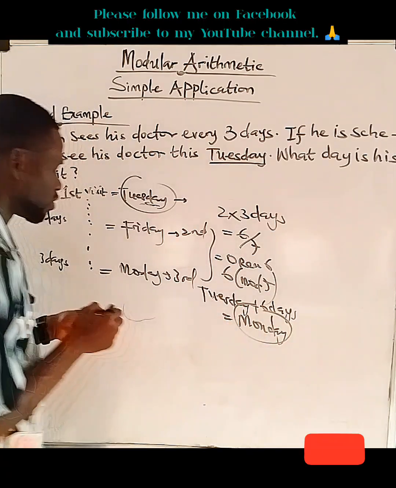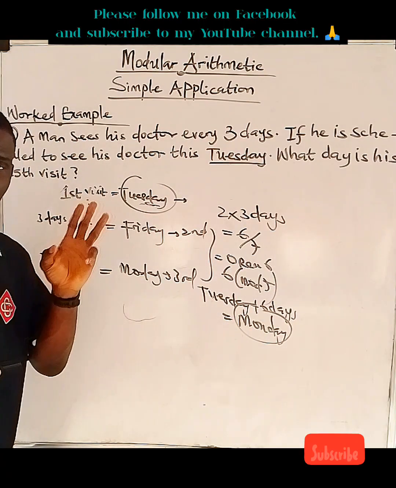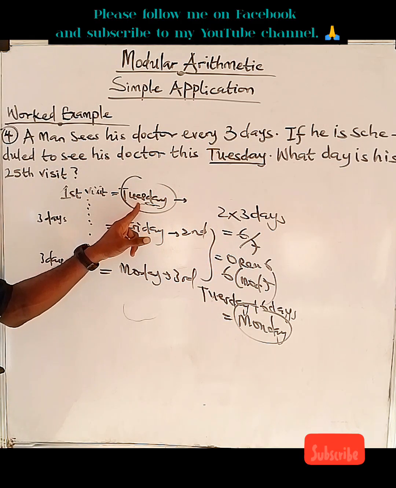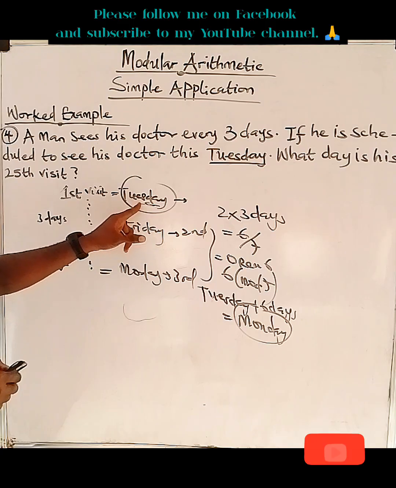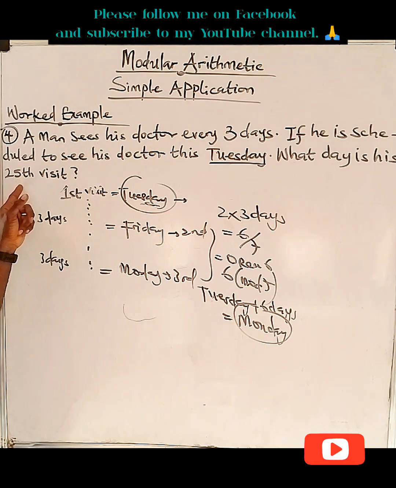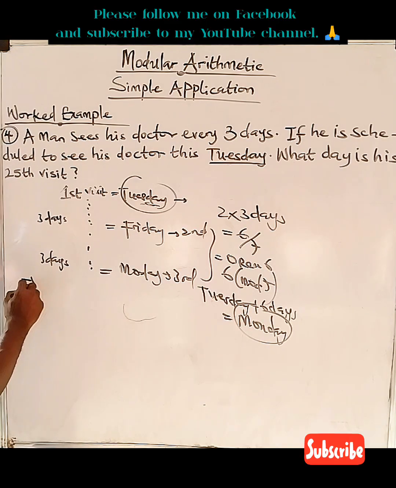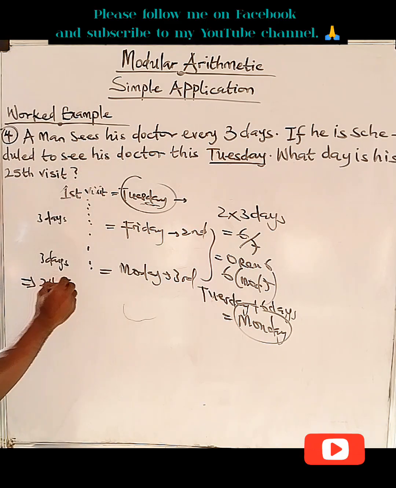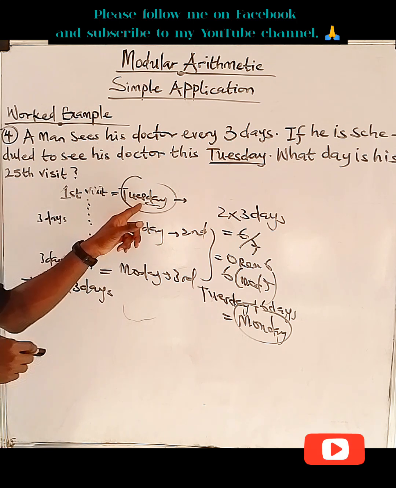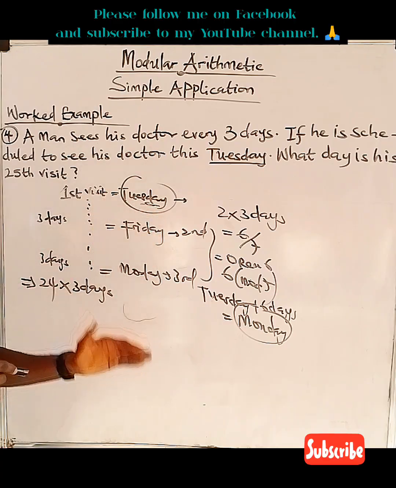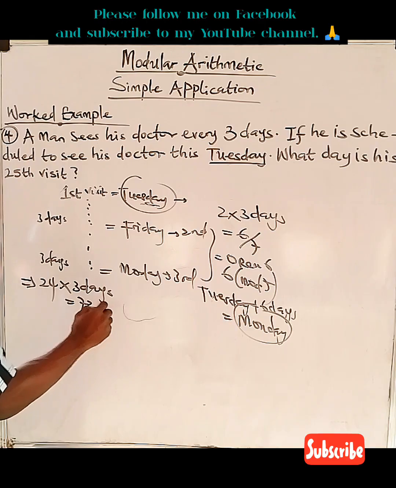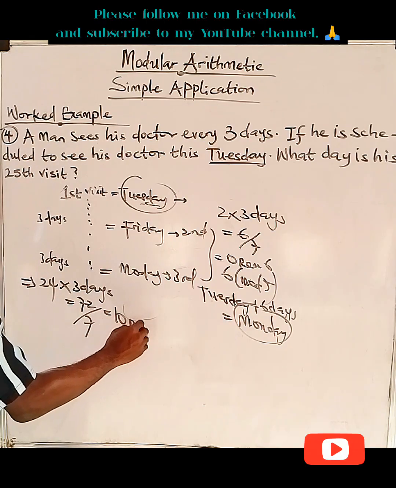So we've seen what it looks like solving for just 3 visits. Let's see what it's going to look like for the 25th visit. Don't forget that Tuesday is the first visit, so you're not going to be counting Tuesday, you're just going to remove Tuesday. You're left with 24 visits. That'll be 24 visits times a 3-day interval, since every visit is every 3 days. 24 times 3 is 72. Dividing 72 by 7, we have 10, remainder 2.